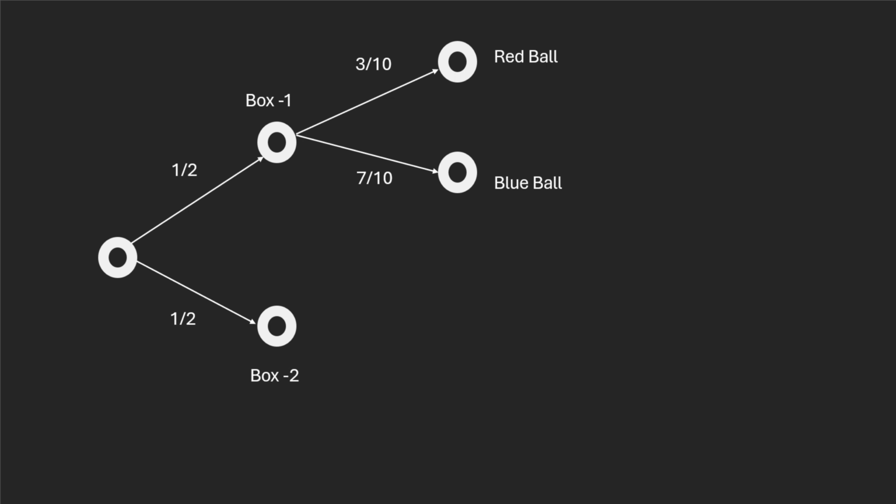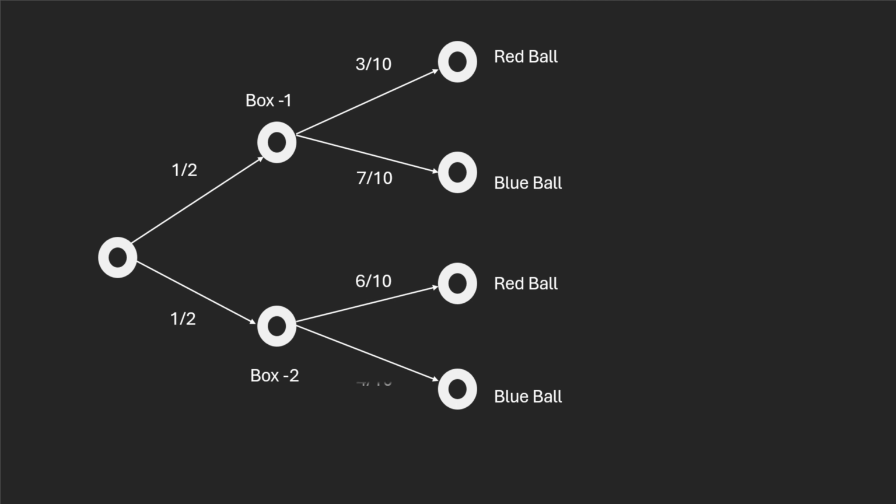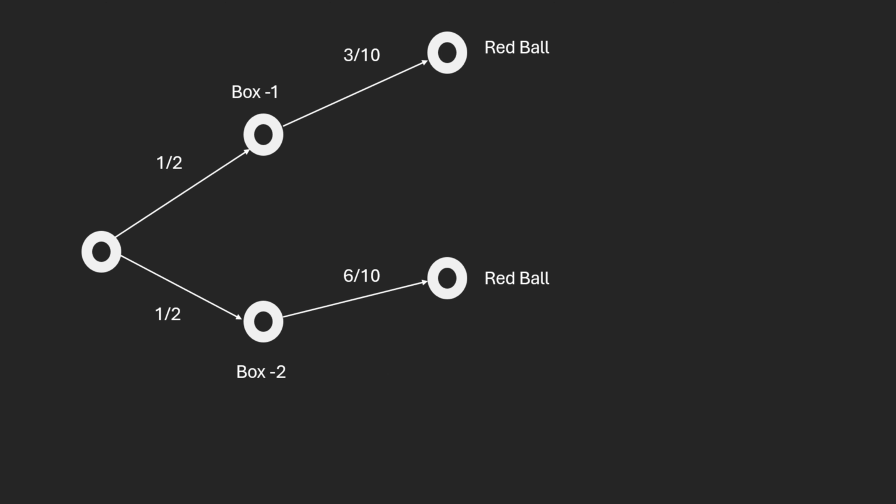Now, repeat the same for box 2. The probability of getting red color ball when we are in box 2 is 6 by 10 and probability of blue colored ball when we are in box 2 is 4 by 10. But we are interested only in getting the red colored ball. So, we will erase the paths that connect the blue colored balls. As we can see, there are two paths that give the red colored ball. It is path 1 and it is path 2. So we can write probability of red colored ball is equal to, by following path 1, we will get the value 1 by 2 multiplied by 3 by 10, plus, by following path 2, we will get the value of 1 by 2 multiplied by 6 by 10.